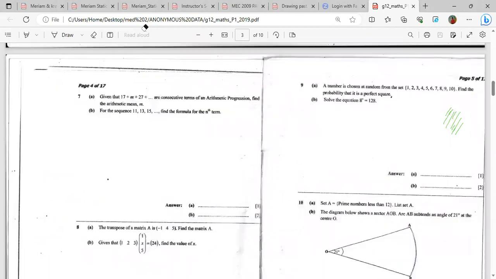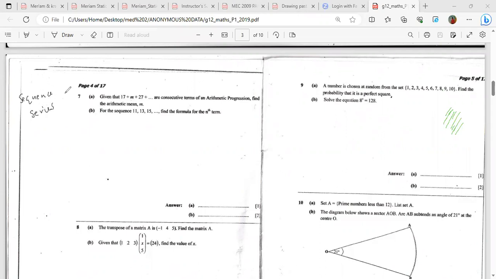So now on this question 7, they are telling us that given that m plus 17 plus m plus 27 are consecutive terms of an arithmetic progression, find. Okay, so this is a series. So you should know the difference between a sequence and a series.